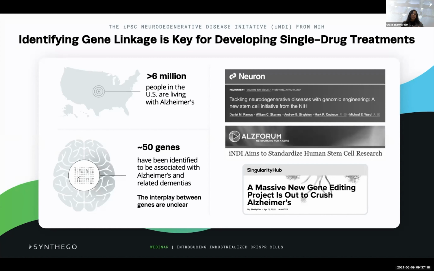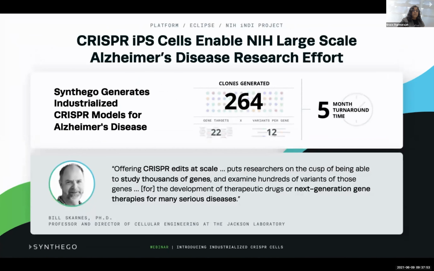So the INDI is the largest ever iPSC genome engineering project that will model over 100 mutations associated with Alzheimer's disease and related dementias. And it will do so in isogenic iPSC lines. So this would result in cell lines and phenotypic data sets that will be broadly shared with the global research community, and therefore hope to expedite the research in this field and also expedite the development of treatments for ADRD. So what was our role in that, right?